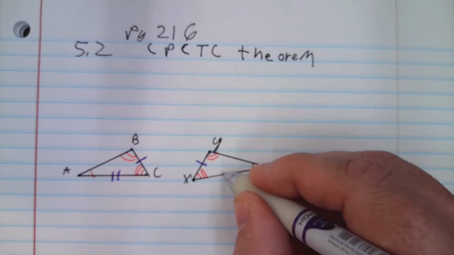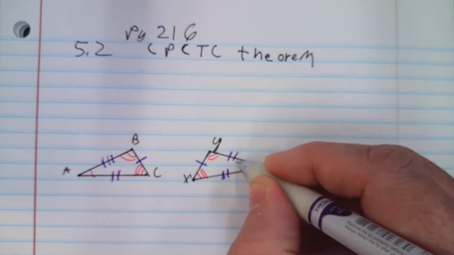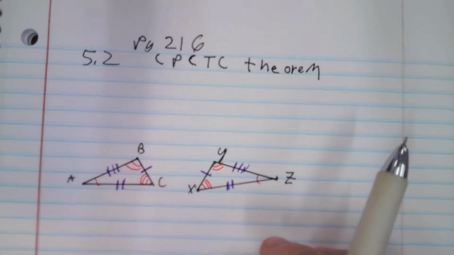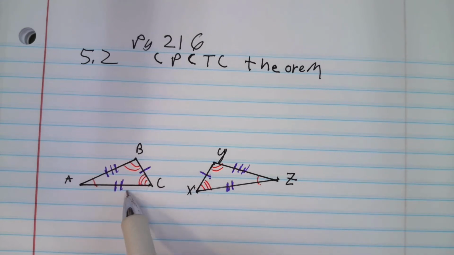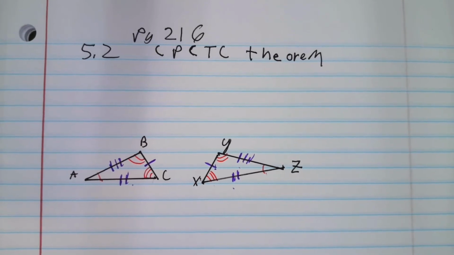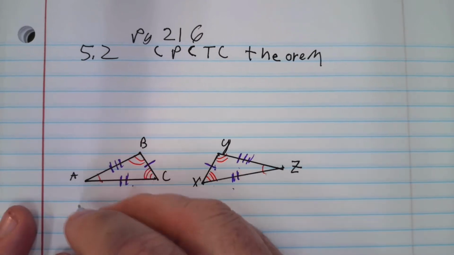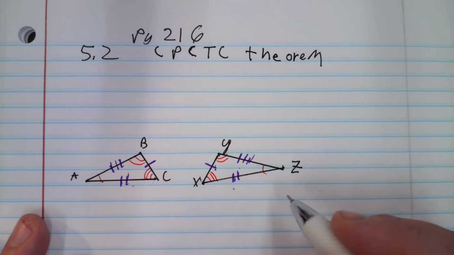So sides work the same way. Let's see if I can make it a little more focused. Okay, where the 1 is congruent to the 1, and the 2 is congruent to the 2, and the 3 is congruent to the 3. Okay, what this means in this case. And then I'm going to write down the corresponding parts, and then we're going to make a statement out of it.